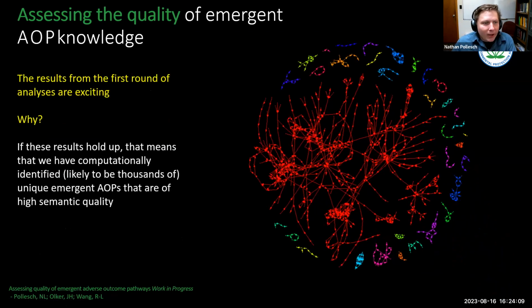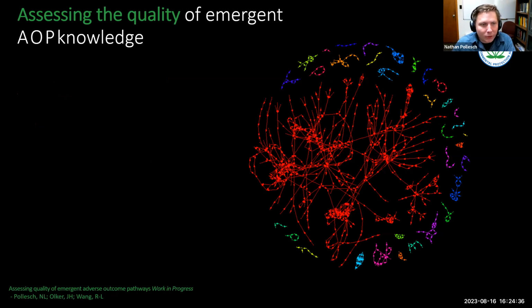Essentially, what I just said is that the first round of results is pretty exciting. Why? It means there is a high potential for useful information from these emergent AOPs, and now we've developed a method to identify and prioritize them to be looked at by experts, to make sure that things that are highly semantically similar using these metrics are in fact useful information to potentially include.